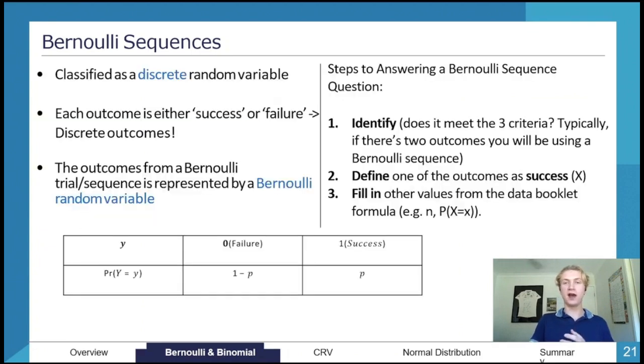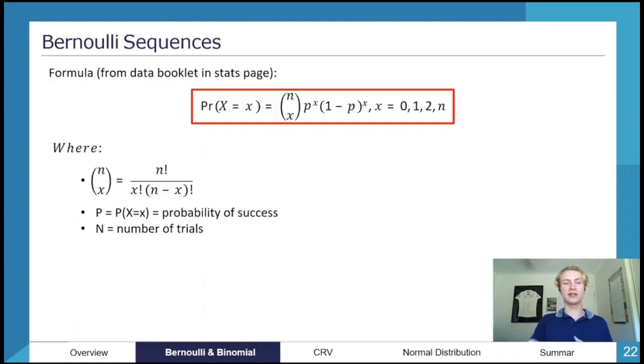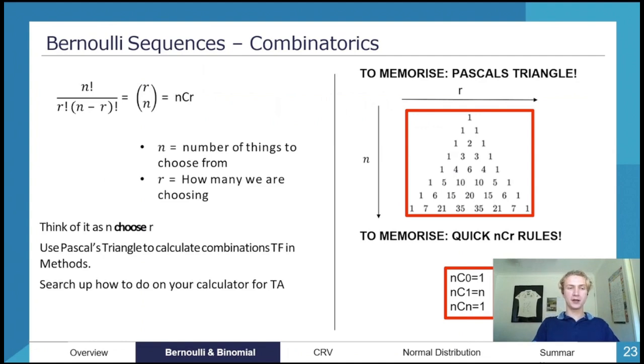So you would identify: is it a Bernoulli sequence? Yes. Define one of the outcomes as success. Then you fill in these values. For example, the number of trials n, x, the number we're interested in, and the probability of x as well. Okay, so Bernoulli sequences, combinatorics, you should have learnt this in year 10, but different schools are different.